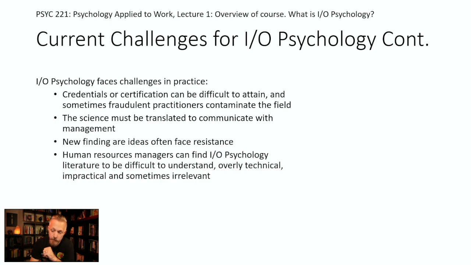Now, human resources, like I said, the IO psychology tools and techniques are the bread and butter of the human resources department, and human resources managers would like to tap into the latest IO psychology literature, but when they go and read the literature, sometimes they find it difficult. They can find it jargony or overly technical, or in some cases just impractical, or completely irrelevant to our world. So those are some of the challenges.